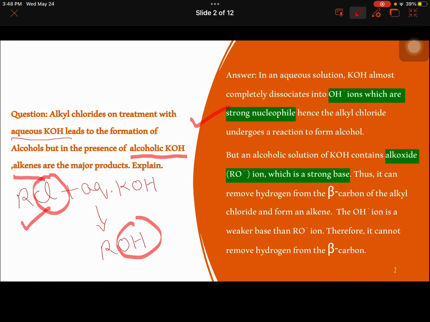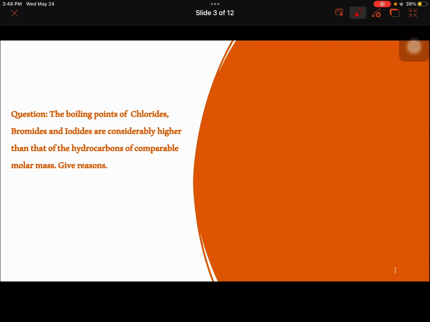On the other hand, when you are taking an alcoholic solution of KOH, it is going to produce alkoxide ion. Now alkoxide ion is a very strong base. RO minus can abstract H plus easily. That's why it starts an elimination reaction, and in place of alcohol you get the corresponding alkene. That's the answer.